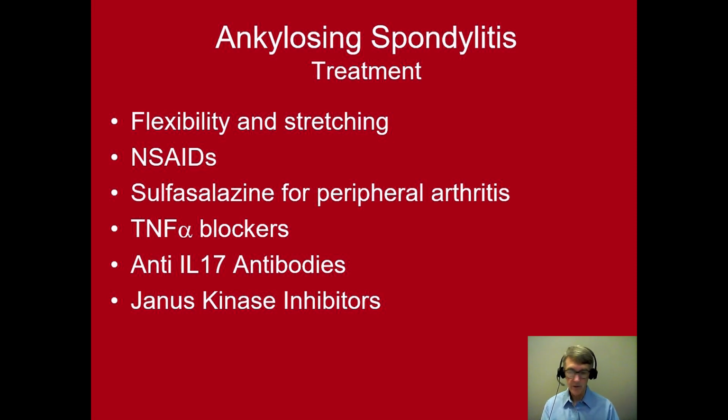The TNF blockers being things like etanercept, infliximab, adalimumab, golimumab, and certolizumab, and the IL-17 blockers, things such as secukinumab and ixekizumab, can be of help. And lastly, the Janus kinase inhibitors. Now, we've discussed these last three or four medicines in the talk on rheumatoid arthritis, and I would refer to that if there are any questions about these medicines.